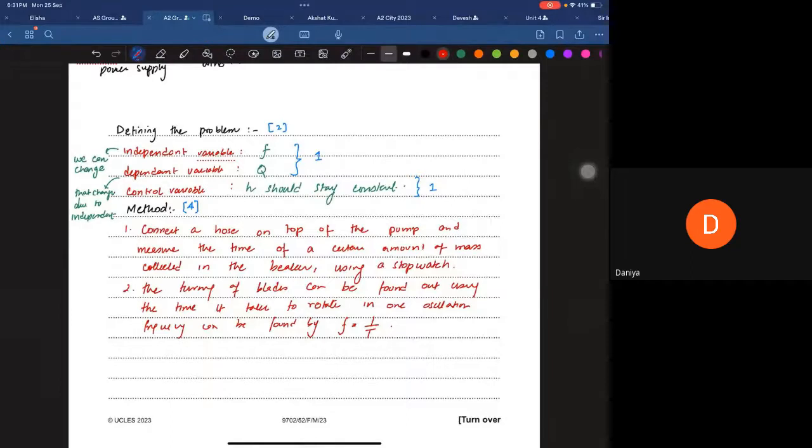Okay. Now, the third point would be use a pan balance to measure the mass collected, and then use mass over time to find Q. Do you guys get it? Like that.